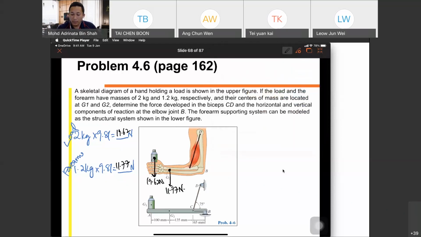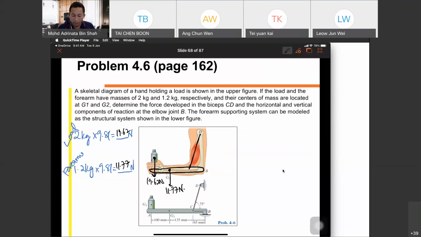And the horizontal and vertical components of reaction at the elbow joint B. So, we have joint B. This is our free body diagram. The forearm supporting system can be modeled as the structure system shown in the lower figure. So, this is the free body diagram.